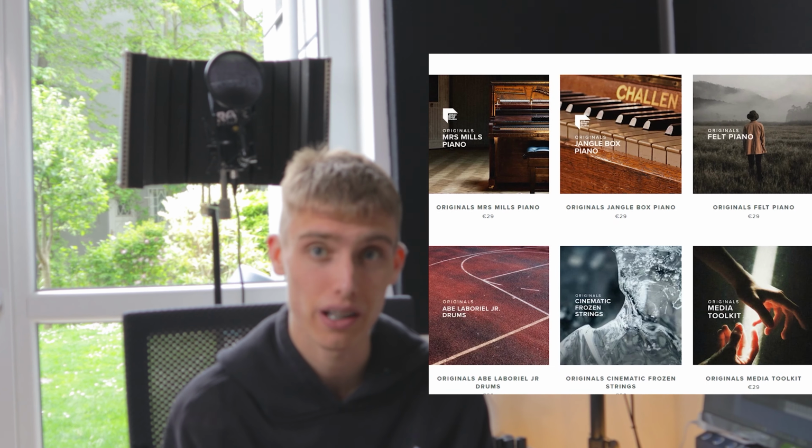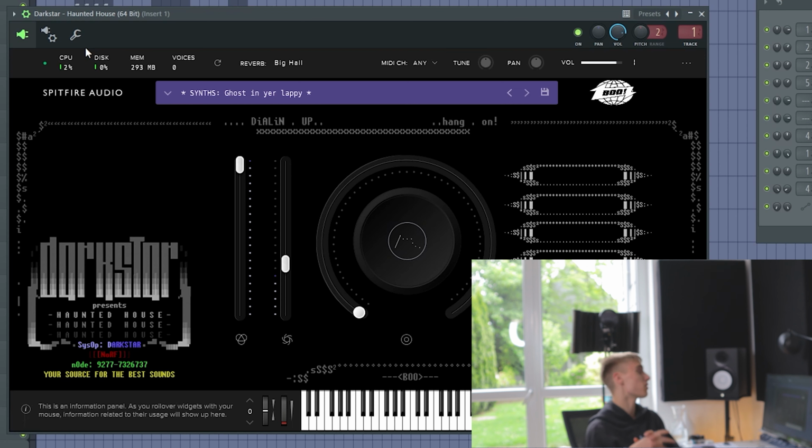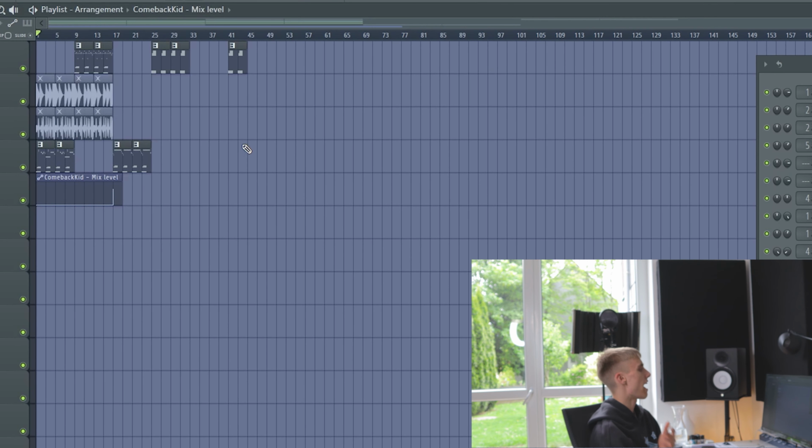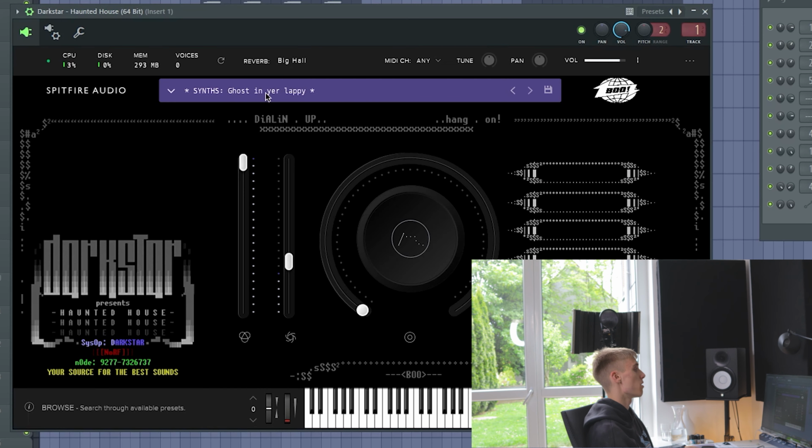No banks, no Kontakt banks, actual VSTs, plugins that they're selling on their website, which have sounds in them that are a great alternative to the big Kontakt Spitfire banks. Pvlace only suggested these plugins on the side, but if you look into his placement FLPs, he actually used this specific plugin. This one is called Darkstar Haunted House. If we go into his Avalon FLP, we see the plugin right here. He used the preset Ghost in Year Lappy.